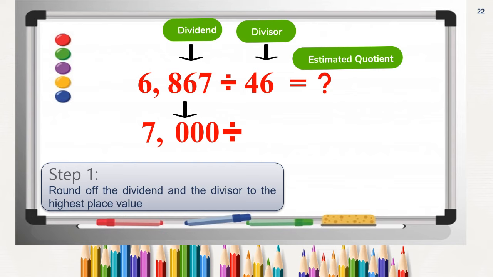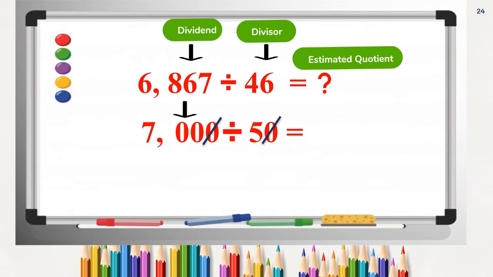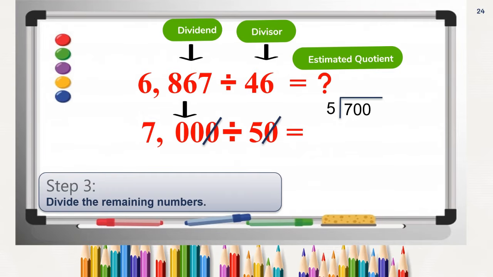So let's round off 46. 4 is the digit in the highest place value, and the digit to its right is 6. So we will again add 1 to 4. So it will become 5, and the digit to its right will be replaced with 0. So 46 rounded off to the highest place value is 50. Step 2, apply the rules of cancellation for dividing rounded numbers. So the divisor 50 has 1 zero. So we will cancel 1 zero in the divisor and the dividend. For step 3, divide the remaining numbers. So we are going to solve this using the long method.